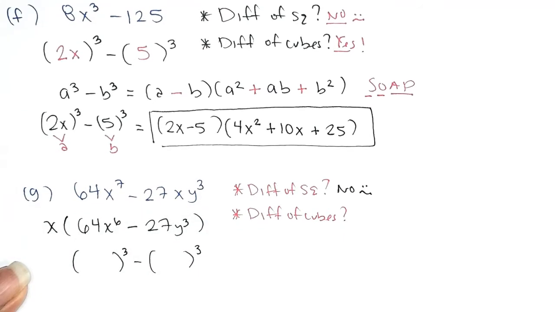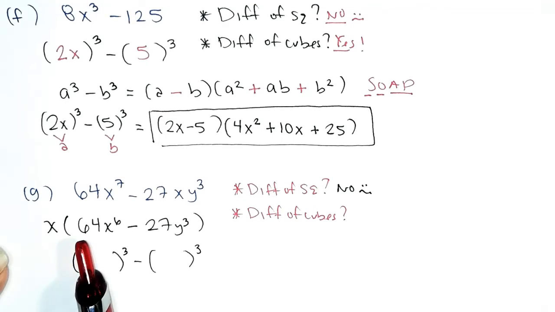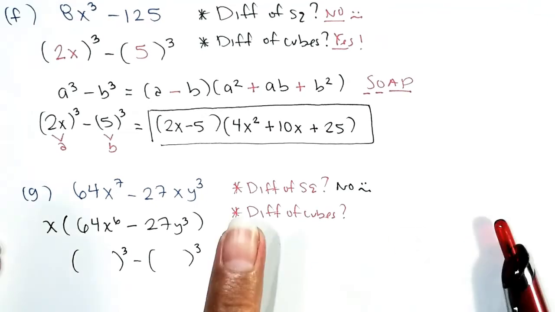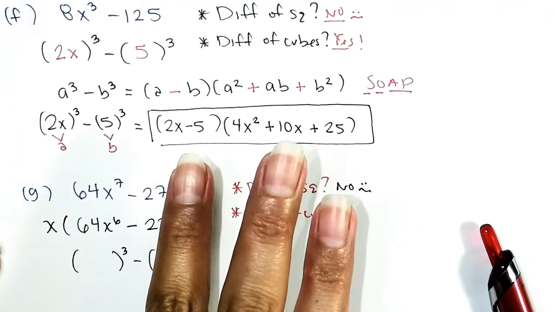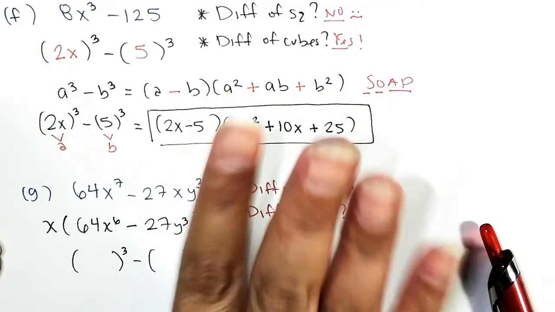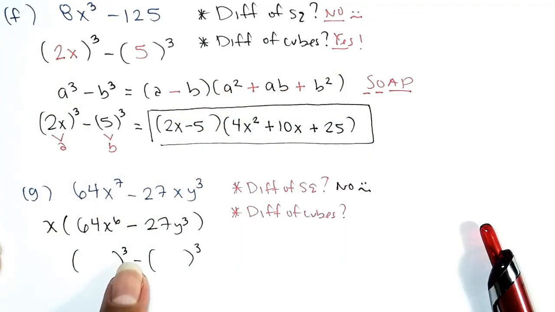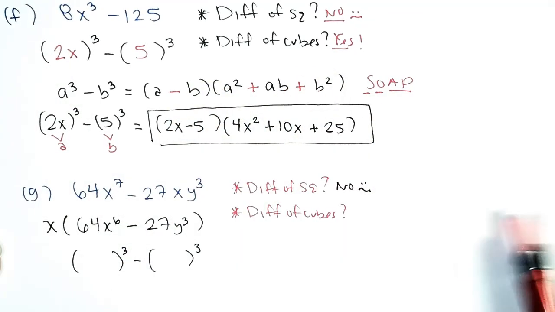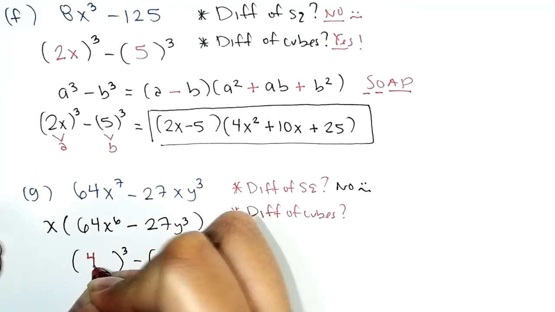64, I know it's a perfect square, 8 squared. I don't recognize it as a perfect cube, so I'm just going to start from 1. 1 to the third, 2 to the third, 3 to the third, 4 to the third. 4 to the third is our winner. 4 to the third power gives us 64. So 64 is a perfect cube.